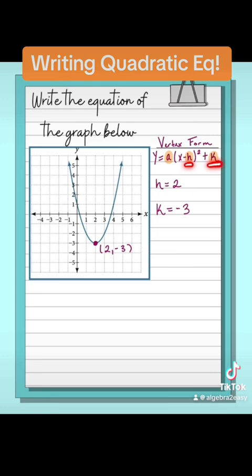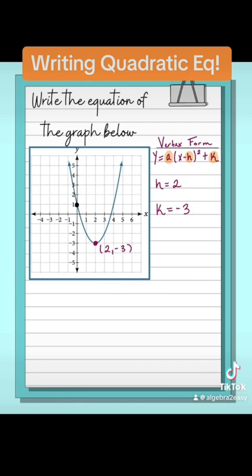So we already have h and k, and now we just need to figure out the value of a. To do that, you're going to want to choose any other point on your parabola. So looking along this curve, you want to pick a point that's going to be easy to work with. Generally, I would recommend choosing a point that falls on the x-axis or the y-axis. And that's exactly what I'm going to do.